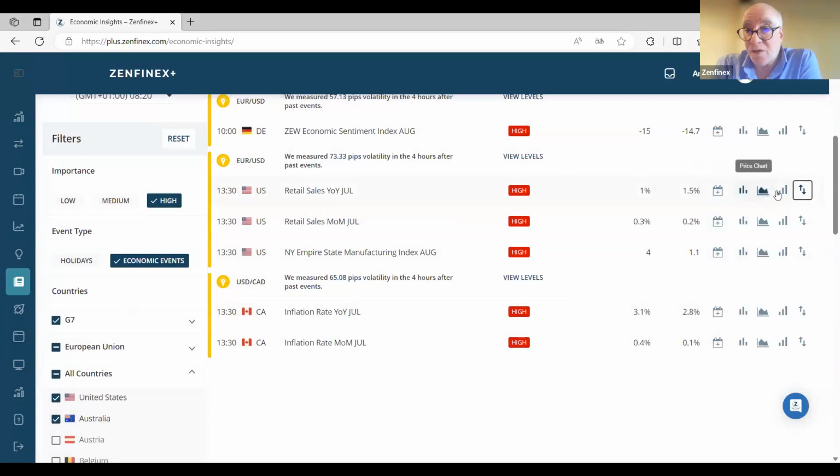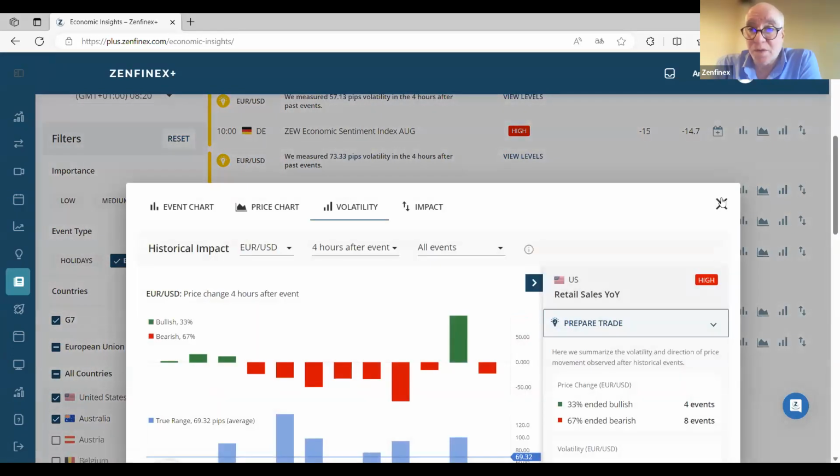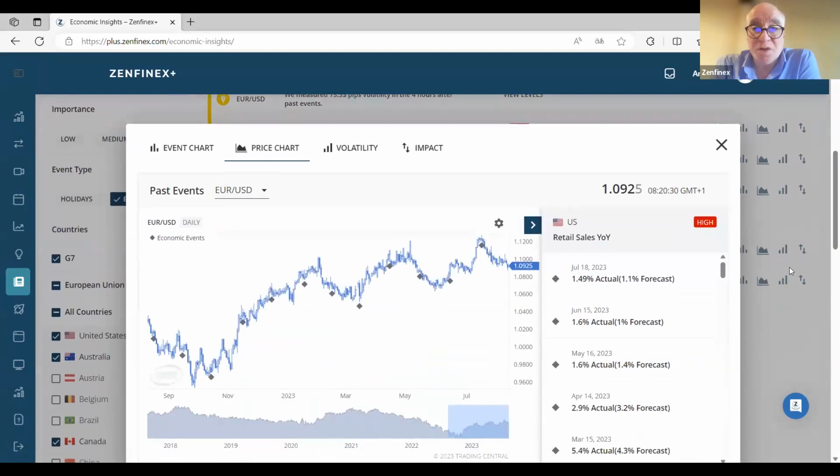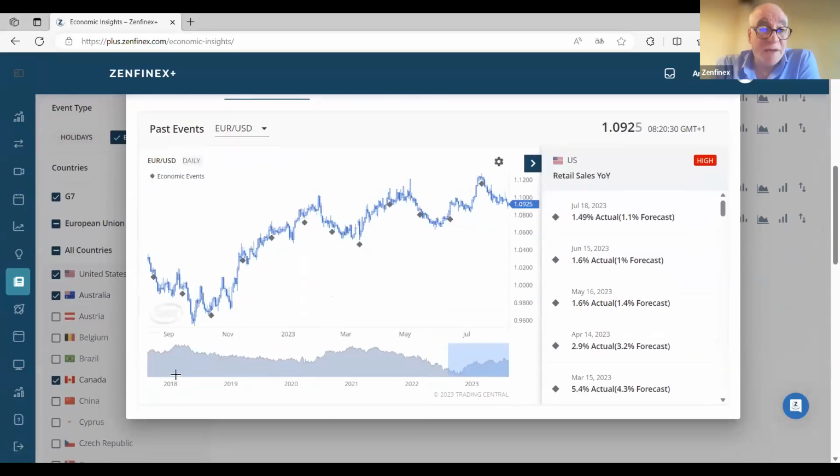So if we just go and look at some of the tools, let's get this one here, price chart. Let's look at price chart. And what this price chart does, it goes back in time, all the way back to 2018, and it plots the news items that came out and what subsequently happened, right? So the last one we can see here was July the 17th. The actual was higher than forecast, which pushed the value of the euro dollar from a daily perspective down. So now that we have news coming out today, what impact will that have?